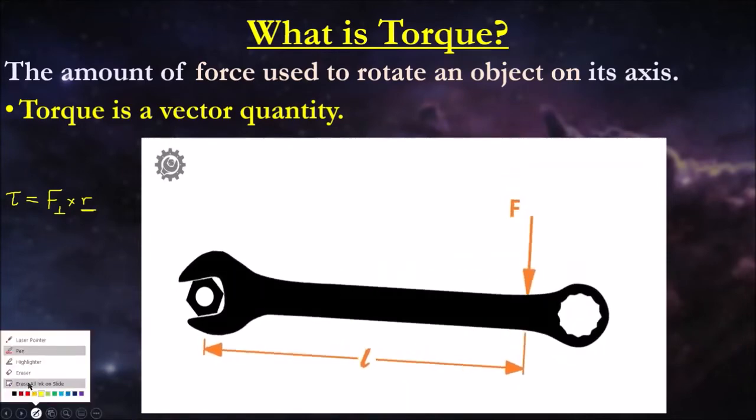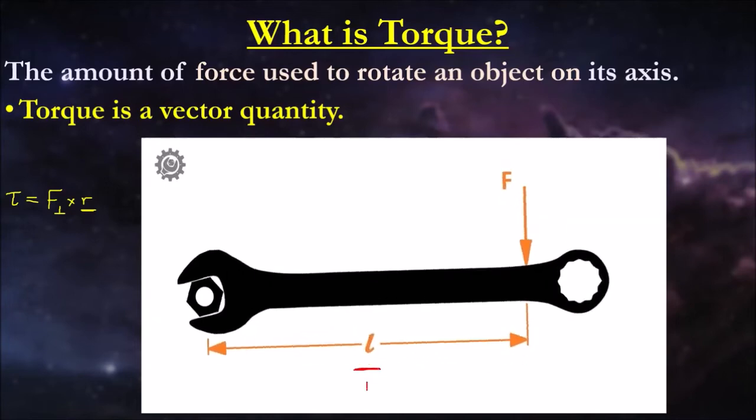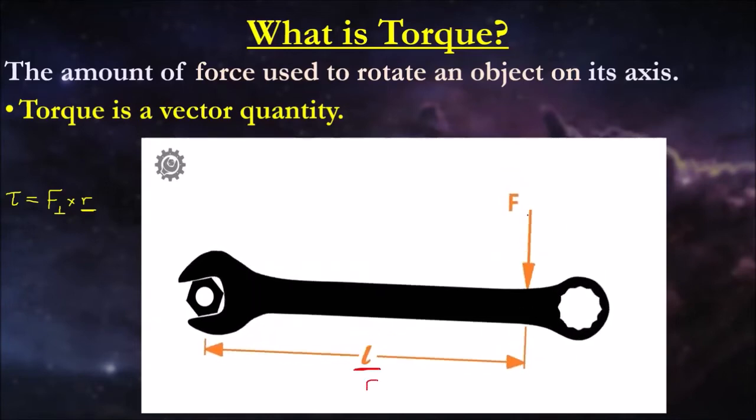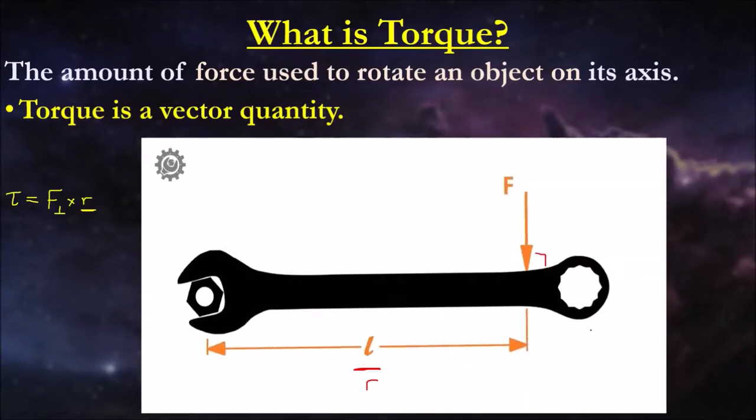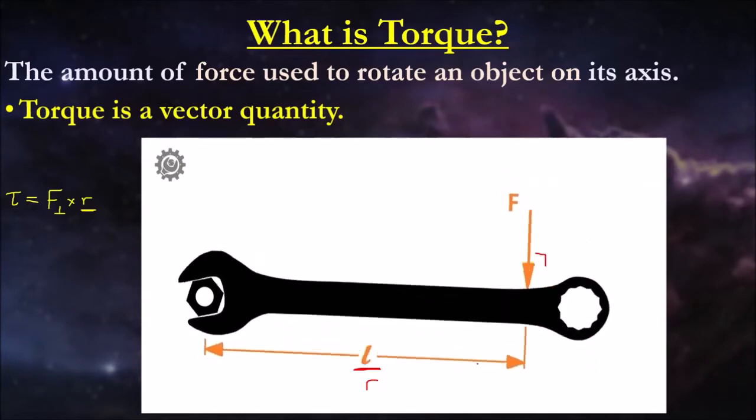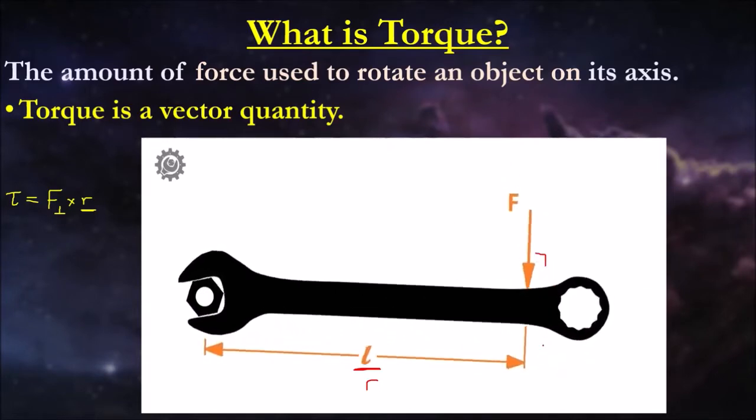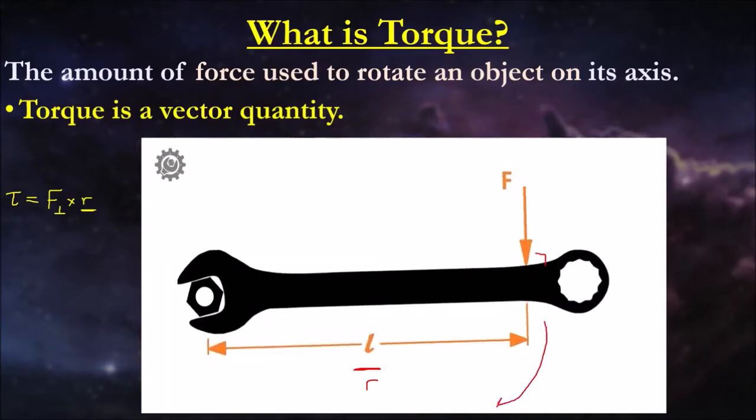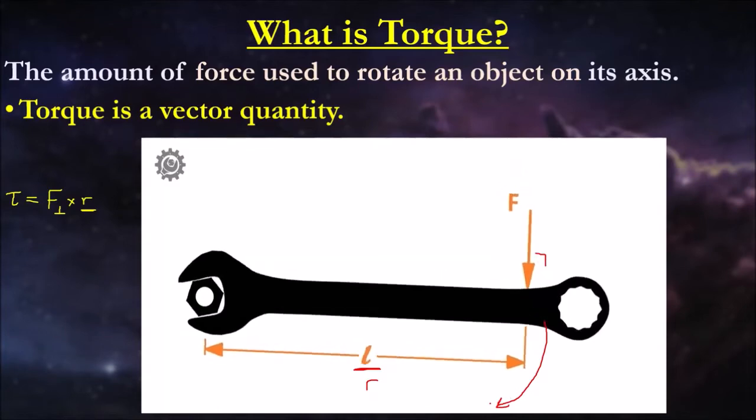In this diagram here, our axis of rotation is L, so that's what r is. Our force, if you can appreciate, is at 90 degrees to our radius at all points. When we refer to something as rotating, it is some form of circular motion, so it rotates around like that.